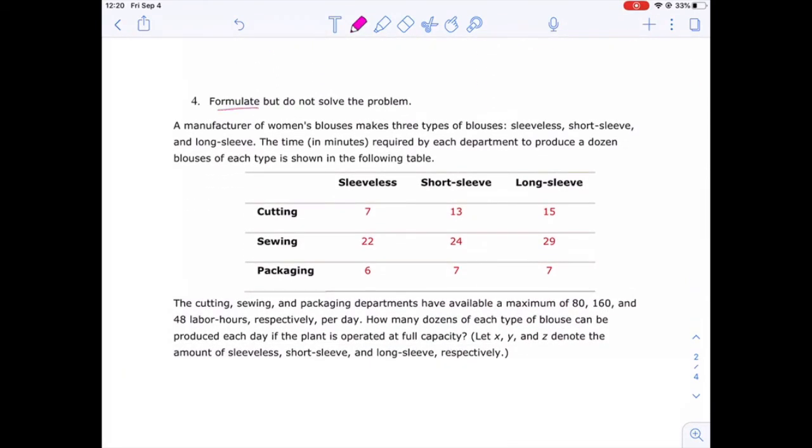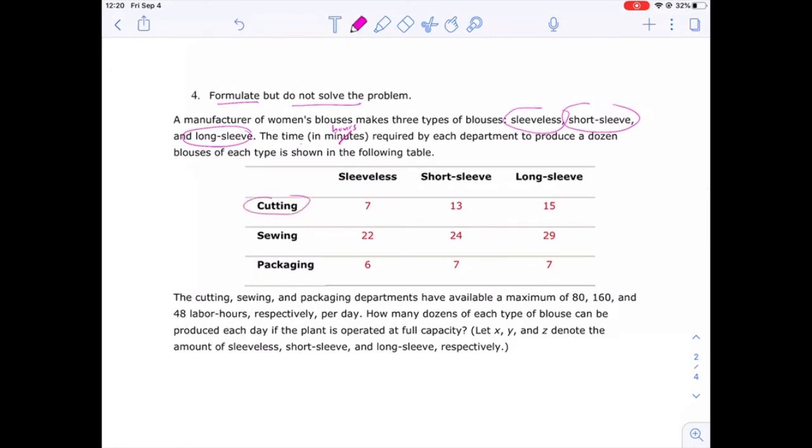Now another problem, we want to formulate but we don't want to solve the following problem. A manufacturer of women's blouses makes 3 types of blouses: sleeveless, short sleeve, and long sleeve. So this indicates that we deal with 3 variables, and here the time in minutes or in hours, let's use hours, required by each department to produce a dozen blouses of each type is shown below. So for the cutting department, we spend 7 hours to produce a dozen sleeveless, 13 hours to produce short sleeves, and 15 hours to produce long sleeves.